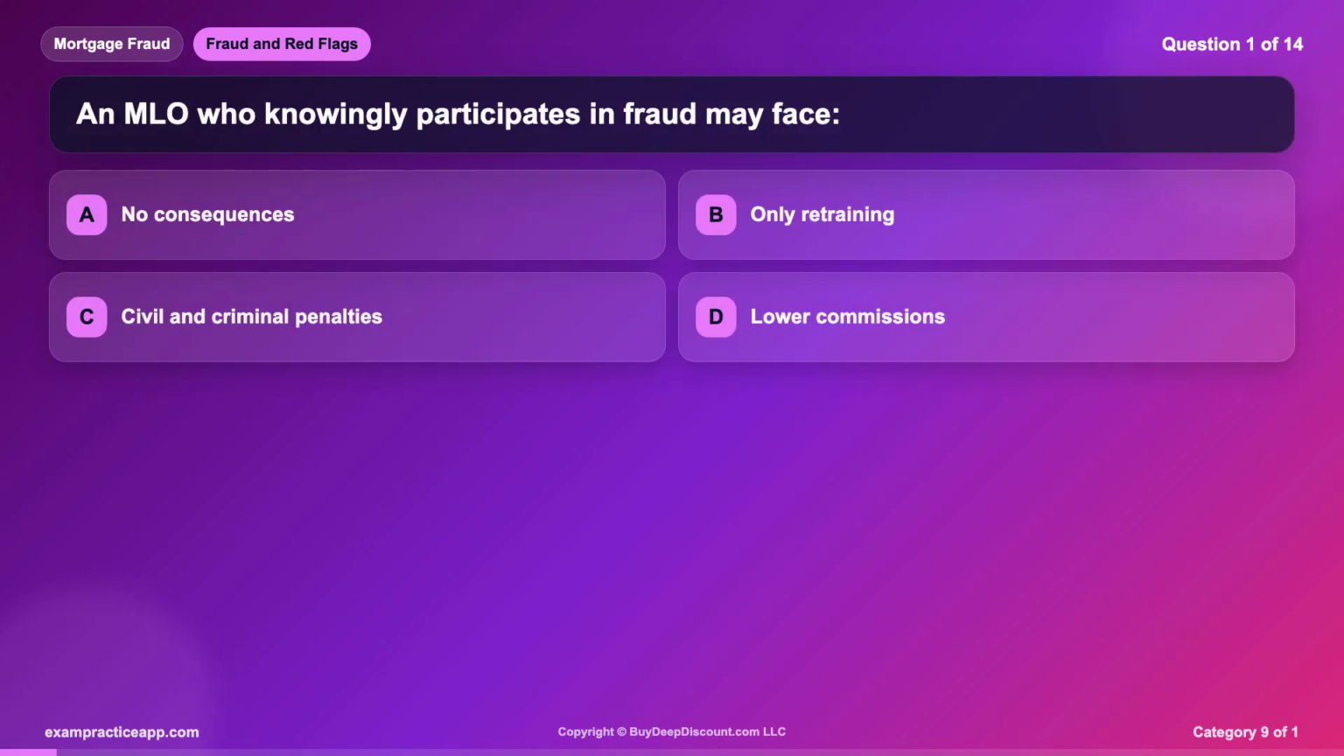Question 1. An MLO who knowingly participates in fraud may face option A, no consequences. Option B, only retraining. Option C, civil and criminal penalties. Option D, lower commissions. Take a moment to choose your answer. The correct answer is option C, civil and criminal penalties. Explanation: participation exposes MLOs to severe penalties.